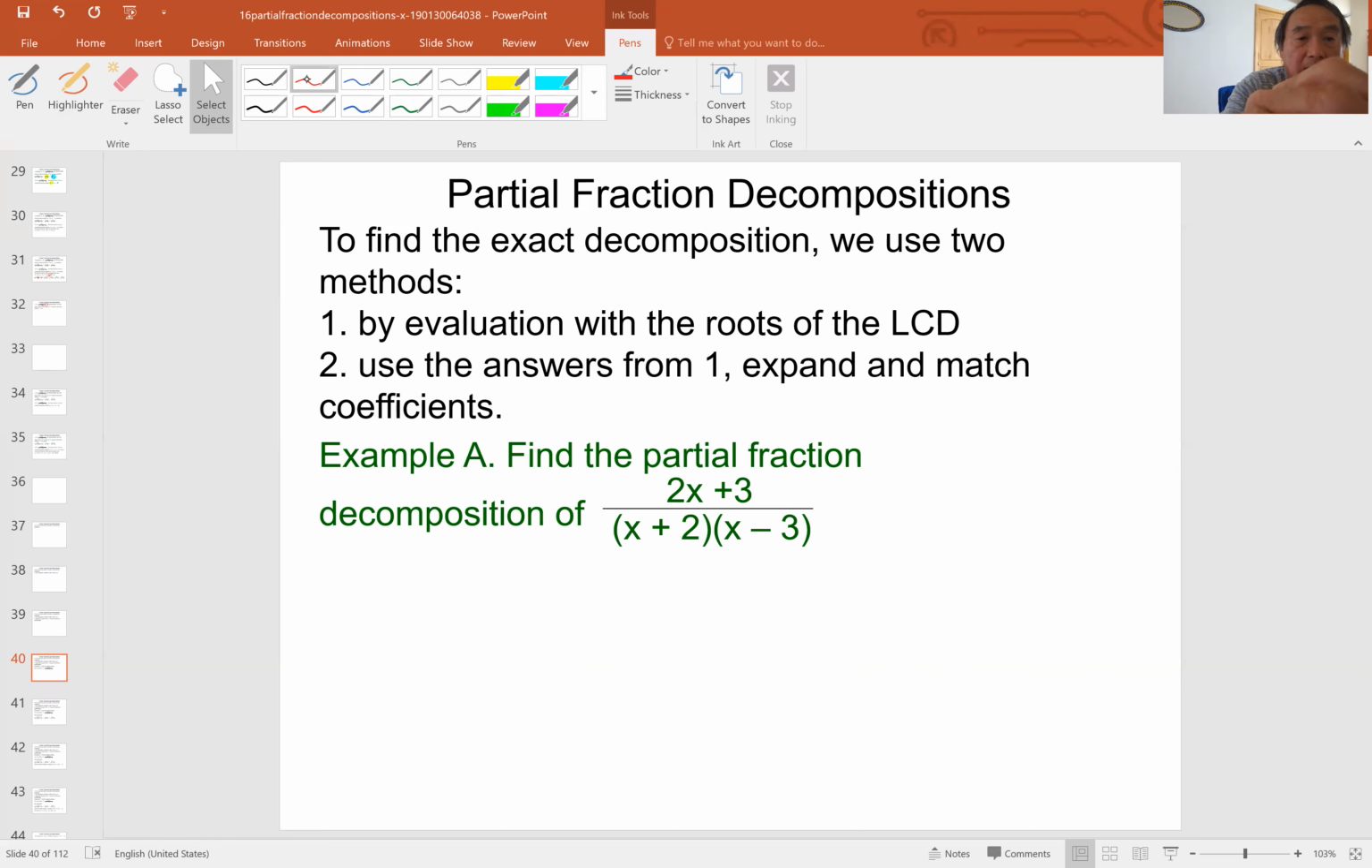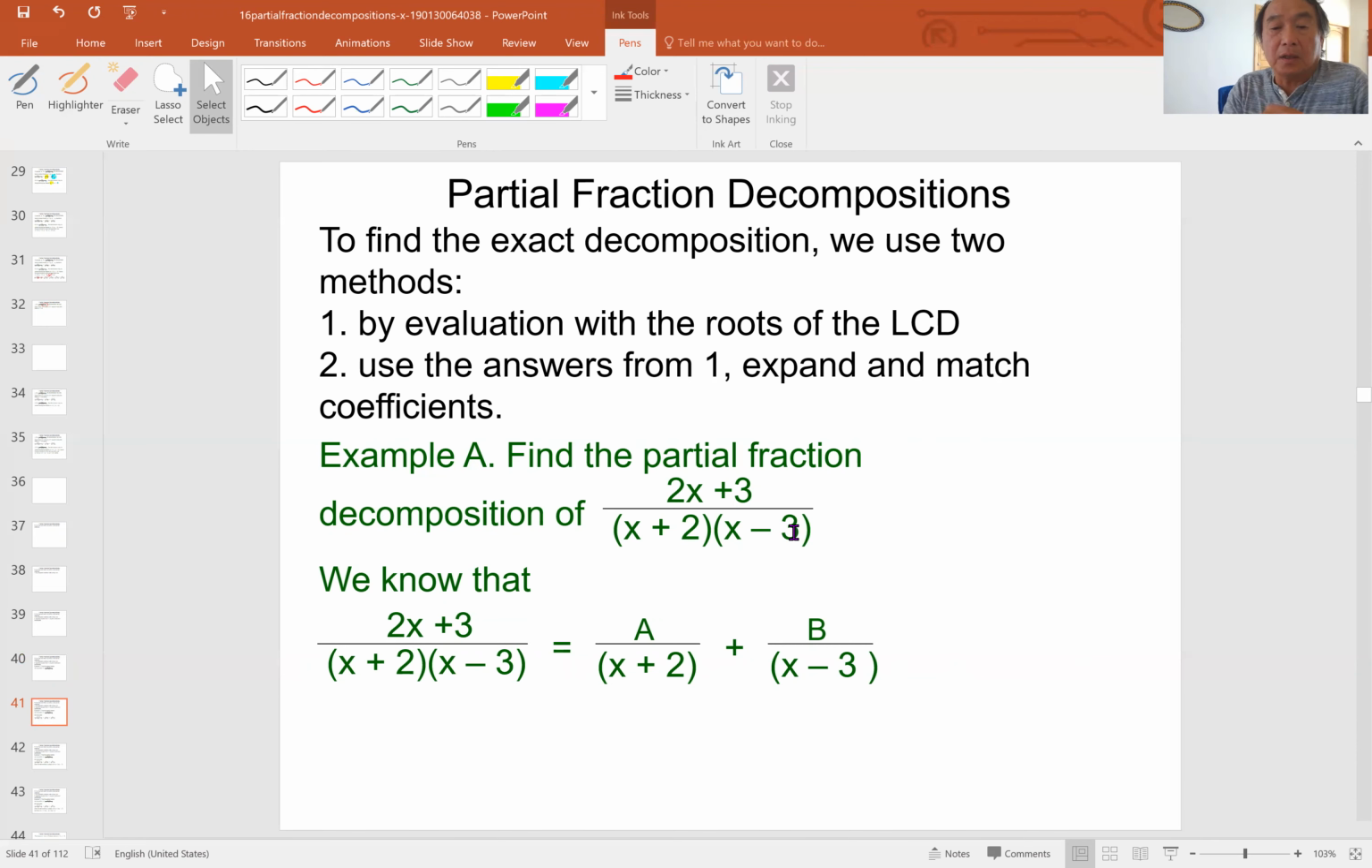Oh, by the way, make sure you check the degree condition. The degree of the denominator is 2, a second degree, and the numerator on top is 1. So, therefore, I can break this up into partial fraction decompositions. What format? It's going to break into linear terms with numbers on top.